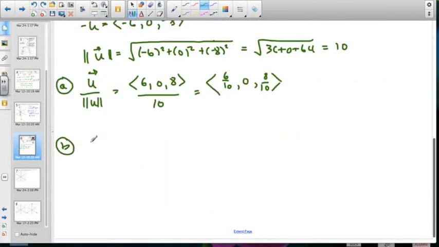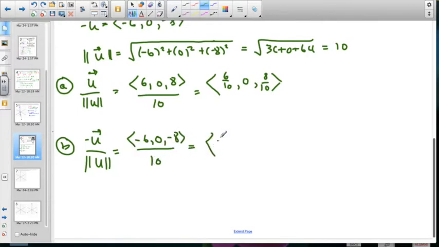Then the unit vector in the direction opposite of u would be taking that opposite u, or negative u vector, and dividing it by its length, which is still 10. Length is length. It's always positive. And so we have -6/10, 0, and -8/10.